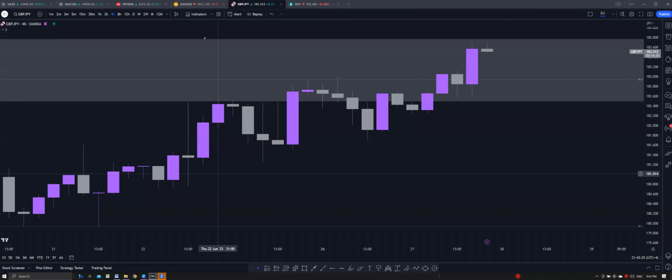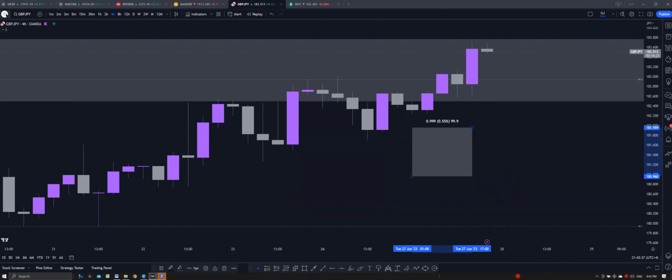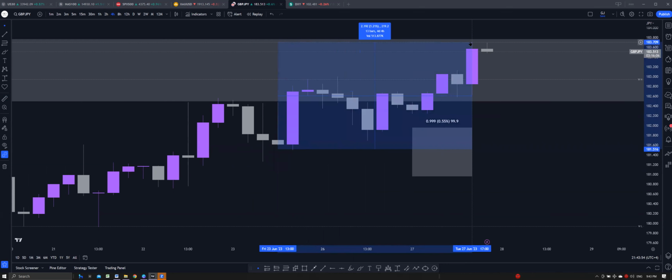For example, let's take this pair itself. You can use this tool here, which is the price range tool, or you can use this tool here, the ruler tool, if you want to quickly measure something. So for example, I want to measure the price from 181,500, almost the midway point towards the top here. If you notice the numbers there, the 219 part, that is your pips. Price moved from point A to point B towards the top, and it moved 219 pips.